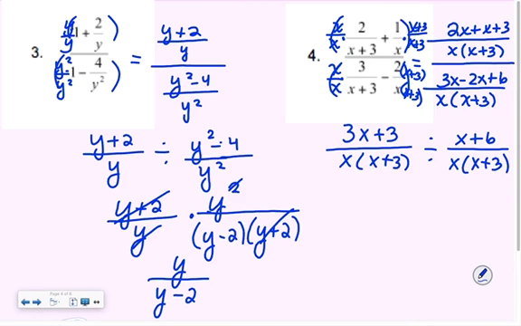So did you get 3x plus 3 over x times x plus 3, divided by x plus 6 over x times x plus 3? Talk to me, tell me. Did you get that? Why would it be x plus 6? Why would it be x plus 6? Someone tell us. He got Smarties already. So someone else, he's kind of giving you the major hint.